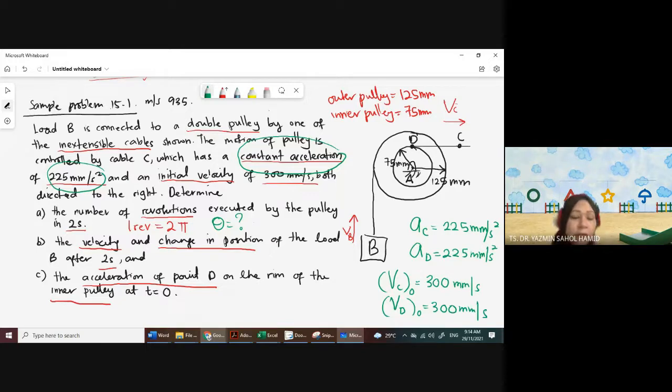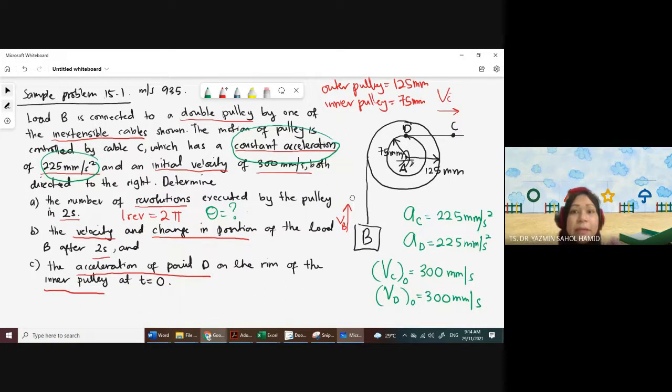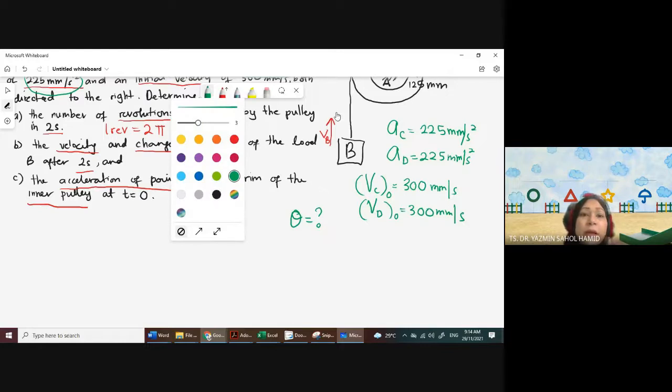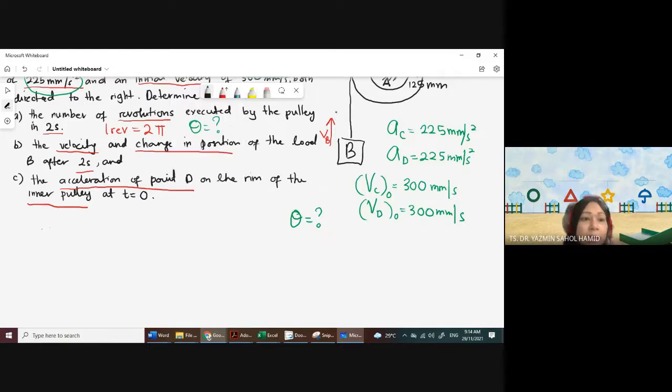So, ini adalah information yang pertama yang kita dapat daripada soalan. Saya naik ke atas sikit. Apa lagi information? Sekarang ni, motif you nak dapatkan theta, betul tak? Okay, jom kita tulis semua formula yang constant acceleration tu. Ingat tak formula? Omega sama dengan omega naught plus apa?